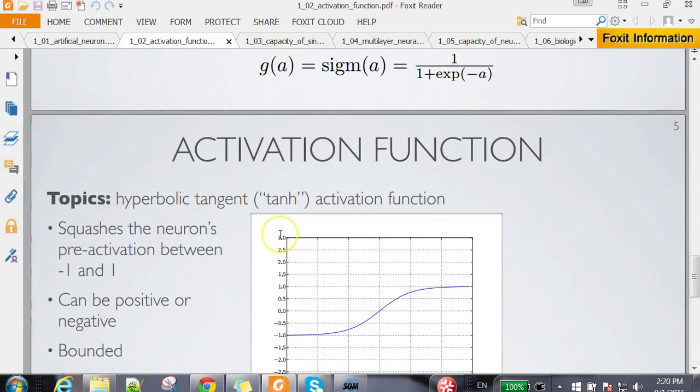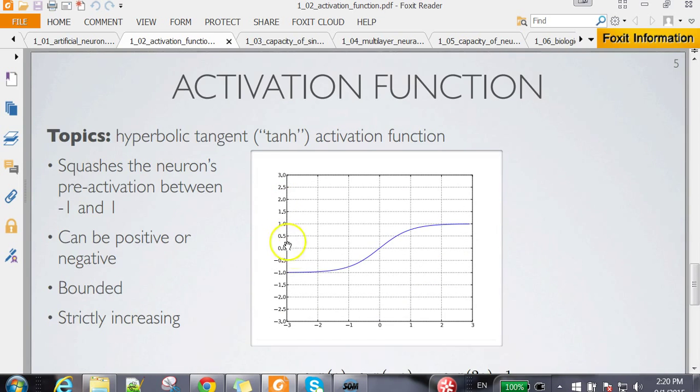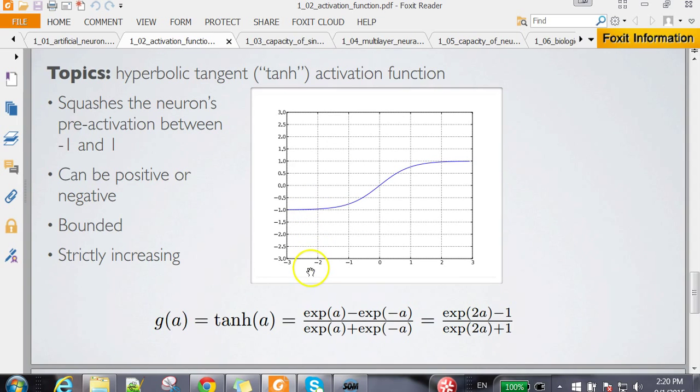Okay, the next one we're going to look at is a different one, which looks like this. It seems pretty similar, but notice that it is bounded from above by 1, and bounded from below by -1, so it's not the same function. This is called the hyperbolic tangent, which is related to the tangent function, which you probably know. This is the tanh function, called the hyperbolic tangent function. And it's defined as this.